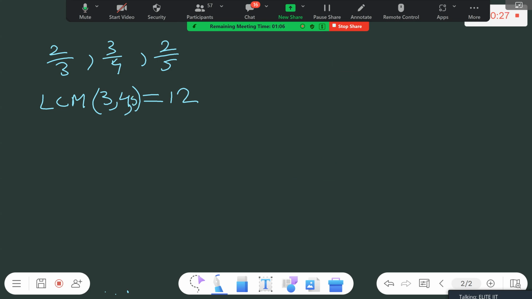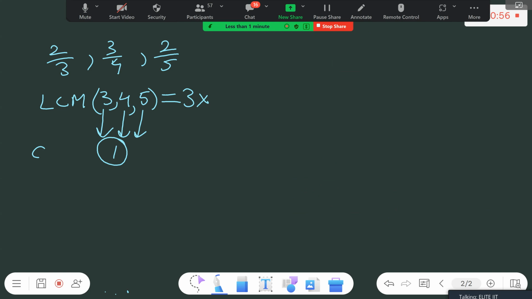What will you do? First, we'll find the LCM of the three denominators, isn't it? What will be the LCM of 3, 4, and 5? All of them are co-prime, isn't it? Do they have any factor in common? No. All three have common factor only one. So they are all co-primes. So their LCM will be 3 into 4 into 5, which is 60.